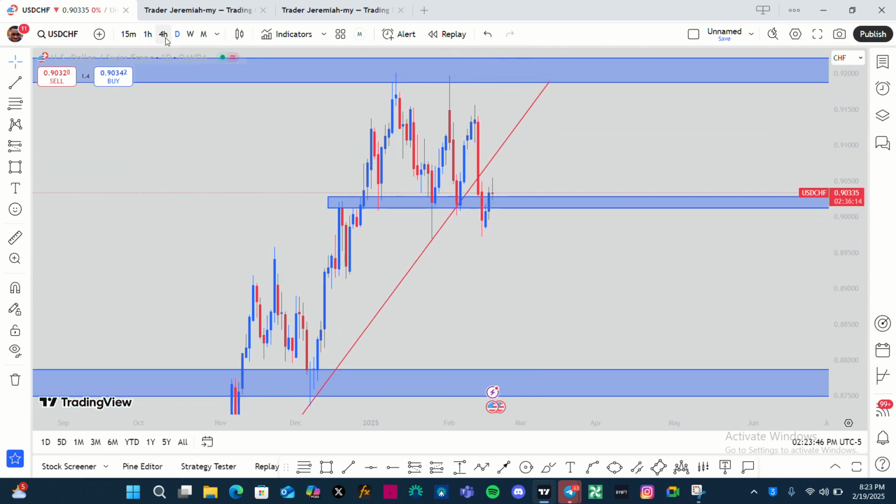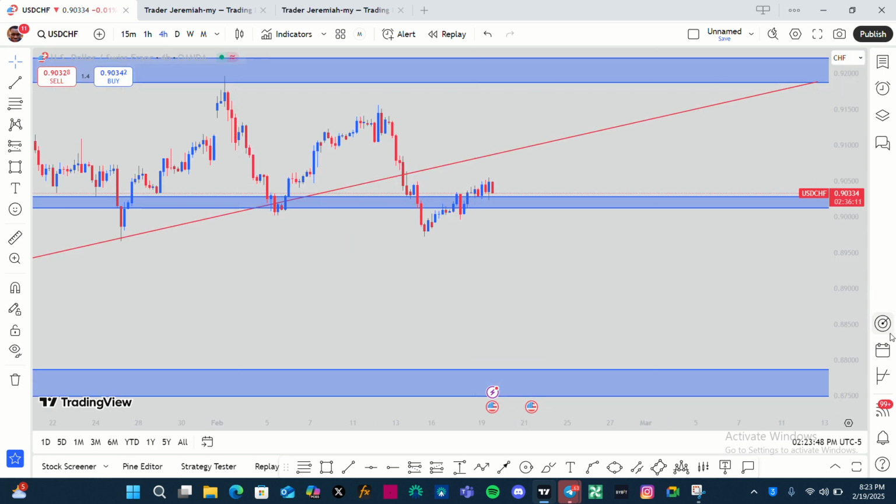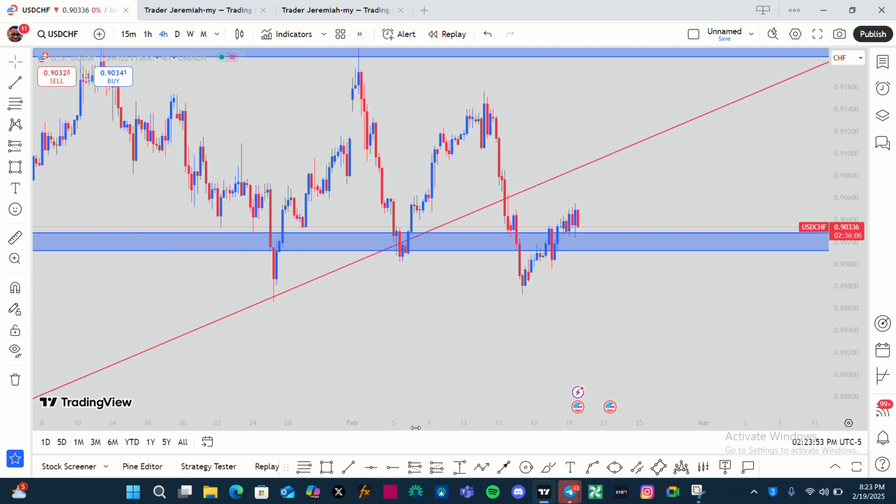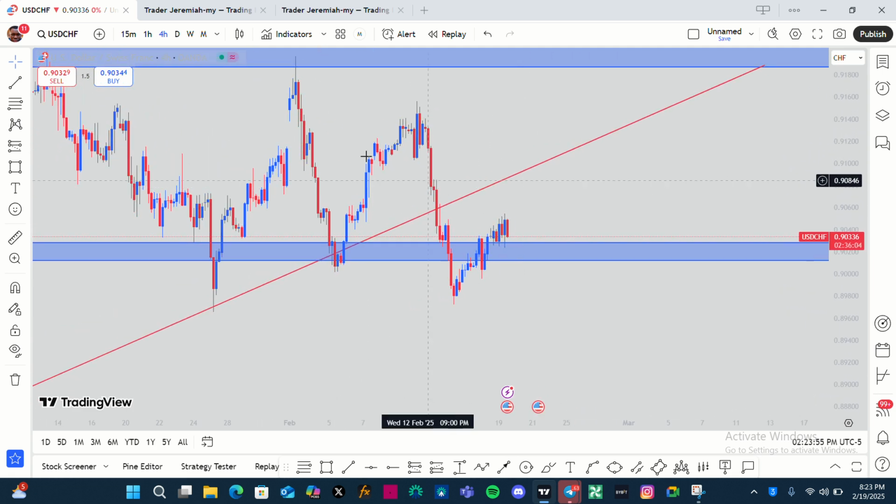So that's what I was waiting for, but that did not happen. Price broke out of the level again and started heading higher. So I think price wanted to retrace. Let me bring out my retracement tool.